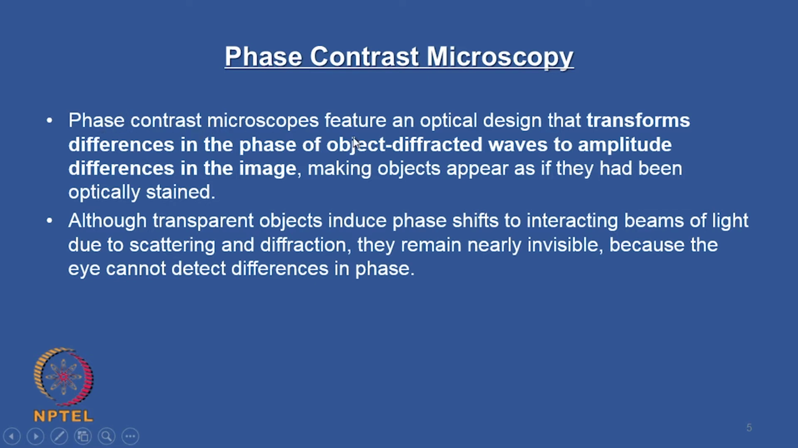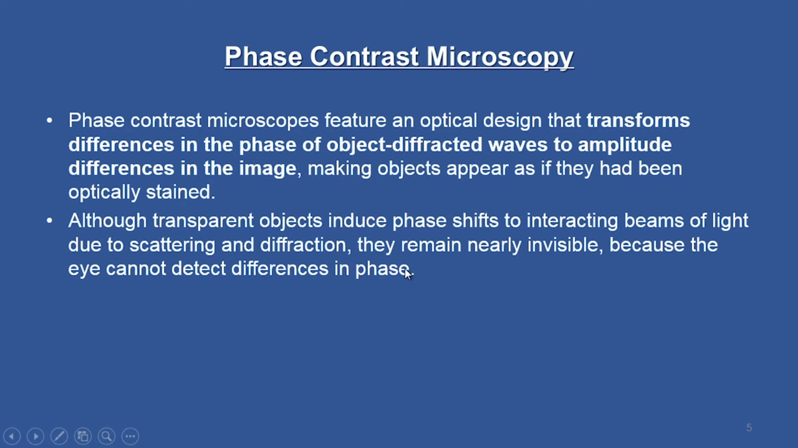Phase contrast microscopes feature an optical design that transforms the differences in the phase of the object, diffracted waves, to amplitude differences in the image. So, it could be making objects appear as if they had been optically stained. Although the transparent objects induce phase shifts to interacting beams of light due to the scattering and diffraction, they remain nearly invisible because the eye cannot detect the difference in the phase.